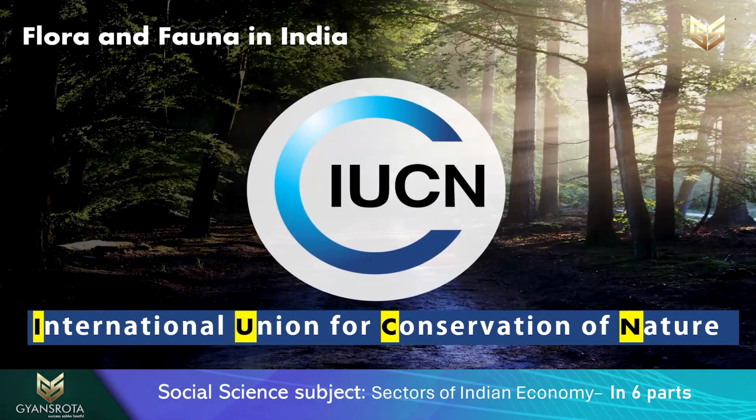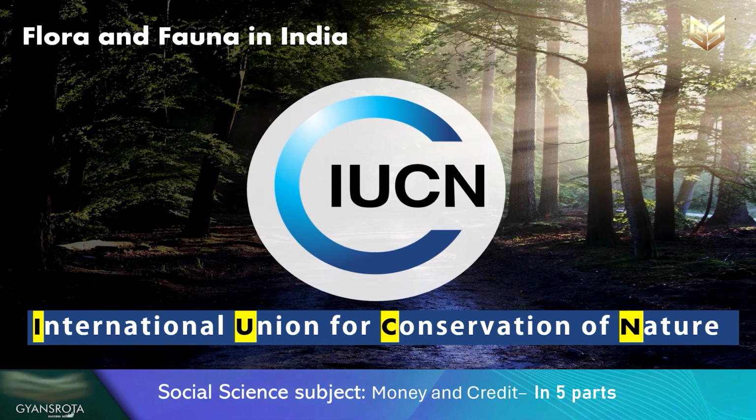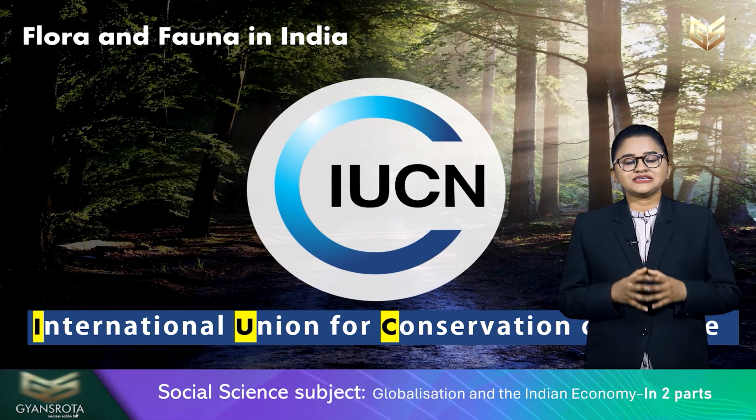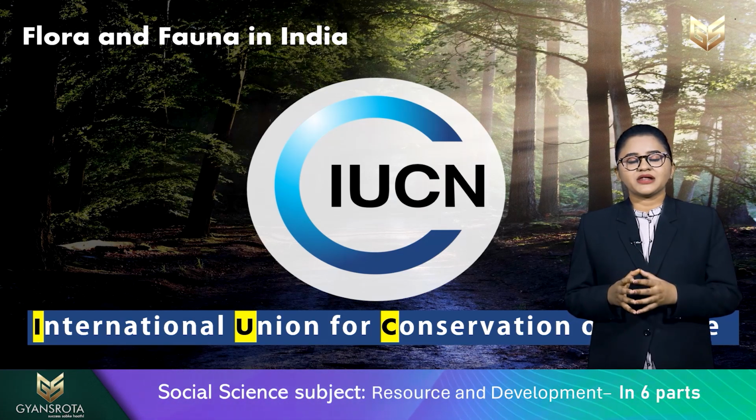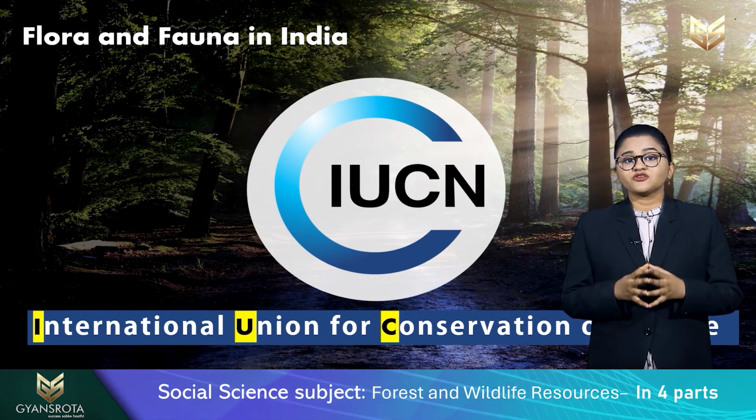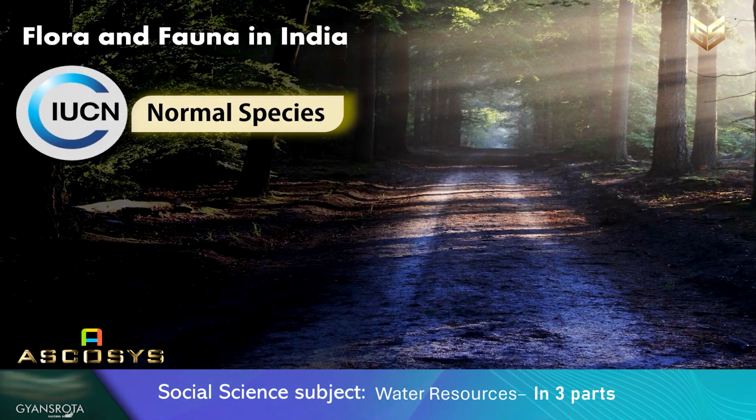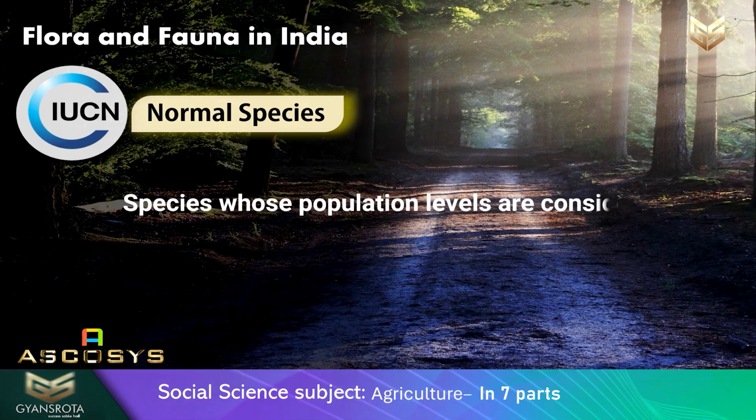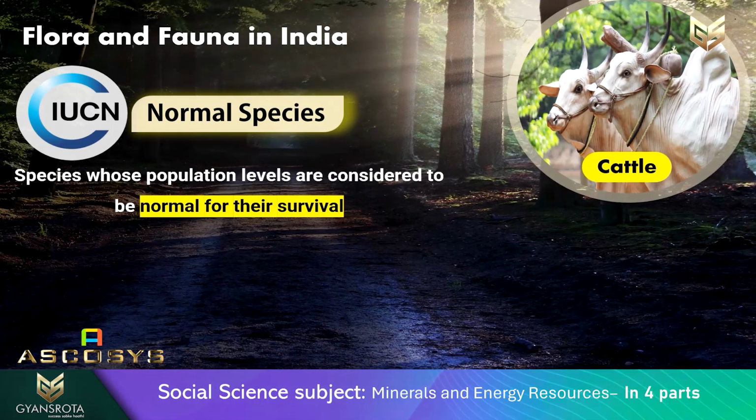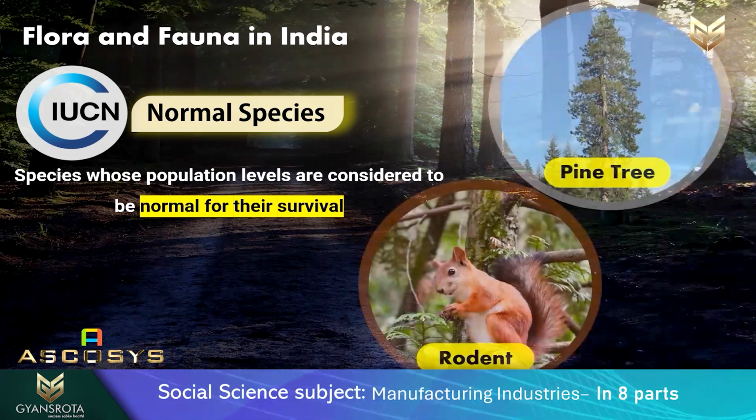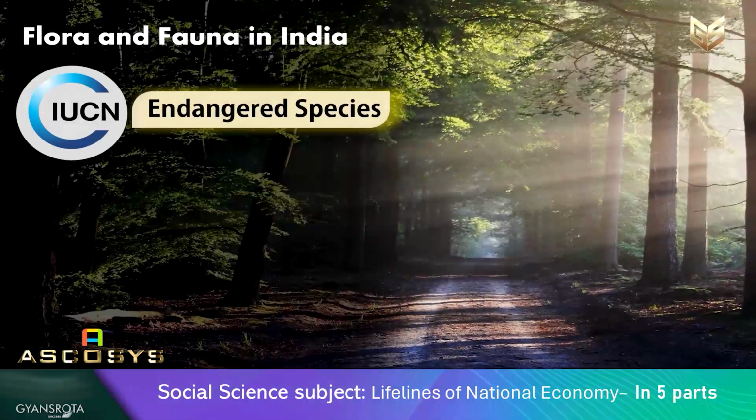Based on the International Union for Conservation of Nature and Natural Resources, which is also called IUCN, we can classify different categories of existing plant and animal species as follows. The first category is called the normal species. Species whose population levels are considered to be normal for their survival, such as cattle, sal, pine, rodents, etc., are termed as normal species.